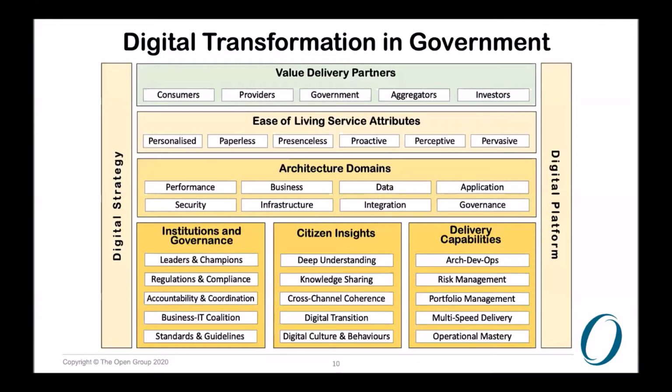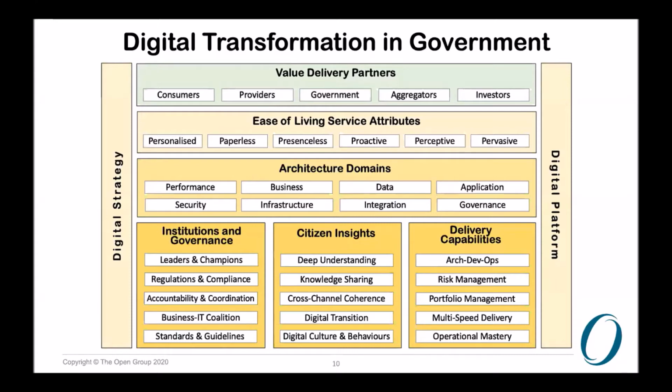So you can see the different layers of digital transformation, starting all the way from the key stakeholders of transformation, which could be citizens, consumers, providers of services, governments, regulators, aggregators, investors. It doesn't matter, because it goes beyond government, and it could include anybody in the economy.